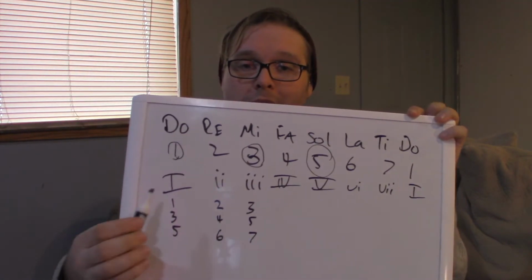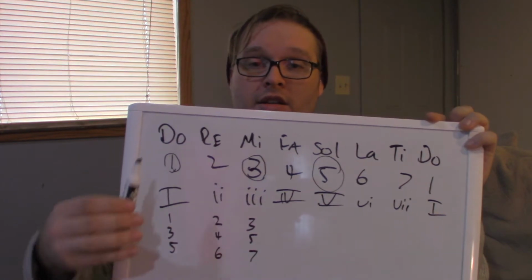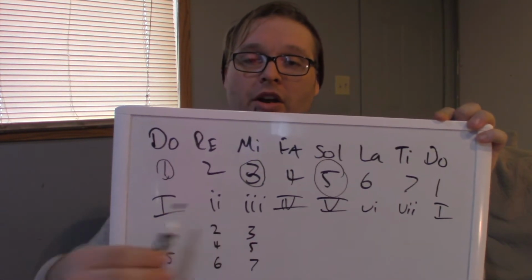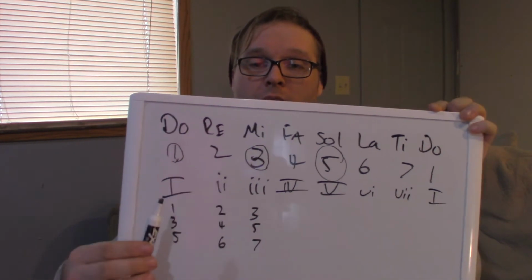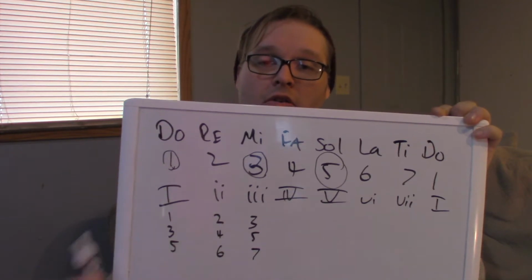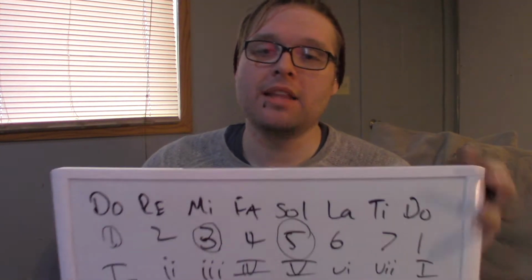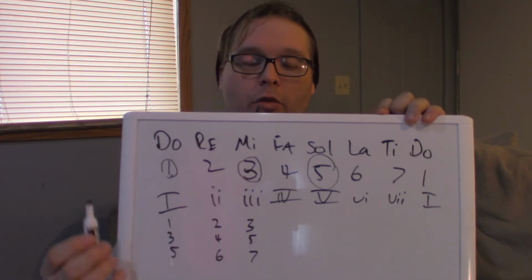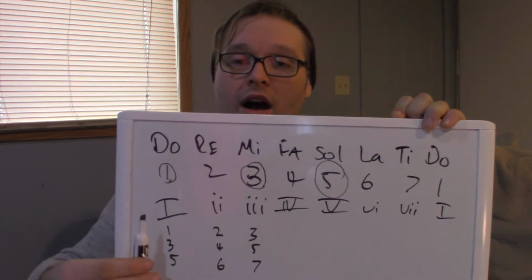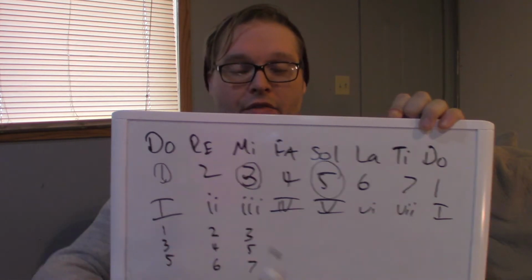With the capital and lowercase, we can actually show which one is major or minor. If it's an uppercase Roman numeral, it's a major chord. If it's a lowercase Roman numeral, it's a minor chord. Nifty, right? So we can tell if we should be playing a major or minor chord based on the Roman numeral itself.